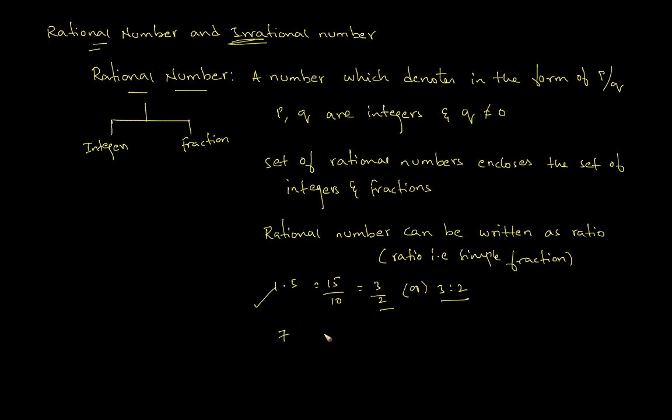7, is it rational or not? Yes. 7 also is a rational number because 7 by 1. If nothing is the denominator, you need to think that there is a 1, right? 7 by 1. So it is a rational number. Another example, 2 by 3, 0.66666, even repeating, you can write in the fraction. So this 2 by 3 is a rational number, right?